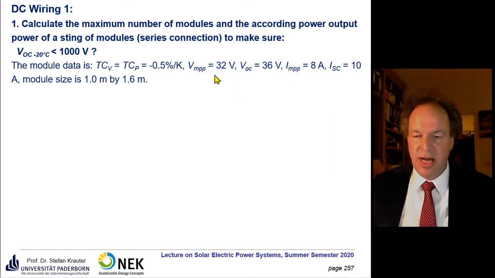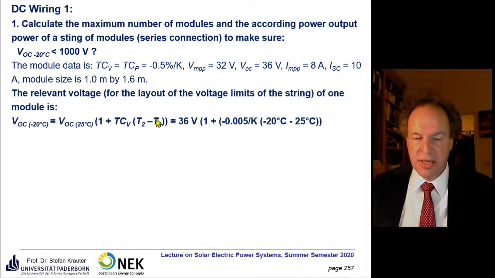So we have here the open circuit voltage. We have to calculate now the open circuit voltage. This is the open circuit voltage under standard test conditions at 25 degrees Celsius. So now we have to calculate at minus 20 degrees Celsius. So we have a difference of 45 degrees. And while the difference is negative and the temperature coefficient also negative, we will have a positive increase in voltage.